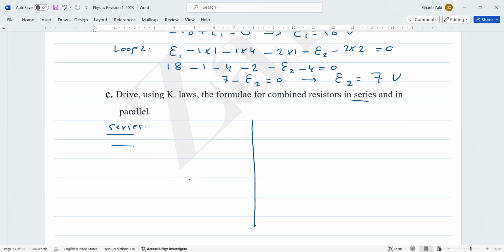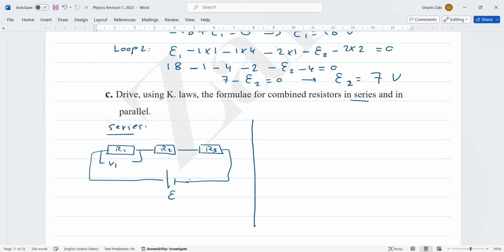So we draw this circuit. This is R1, R2, R3, connected to a power supply. Now, this is the EMF, and this is V1, V2, and then this is V3. In series connection, the same current.